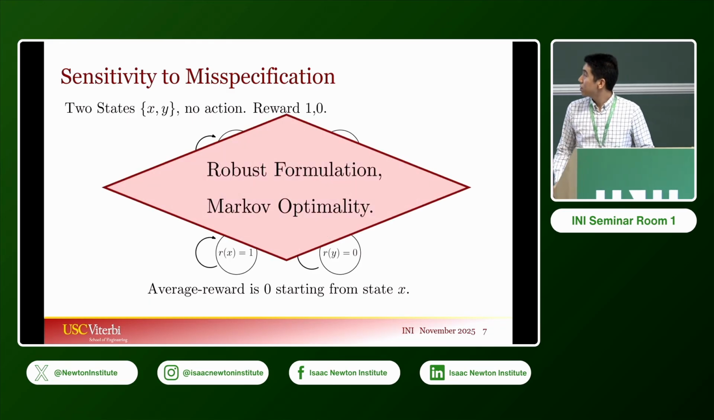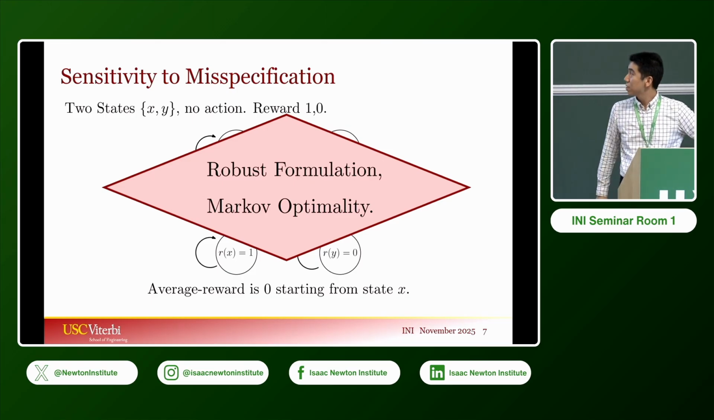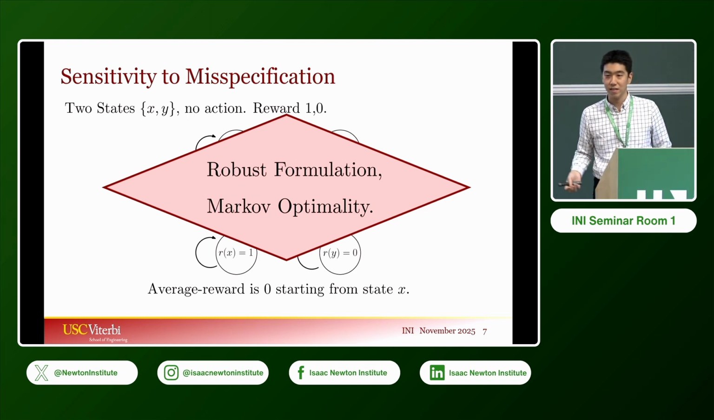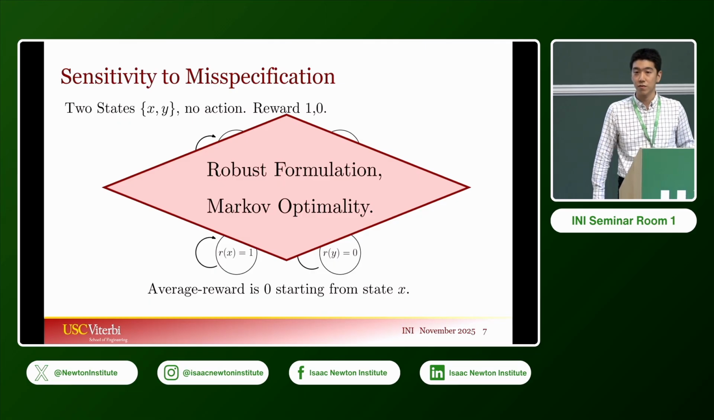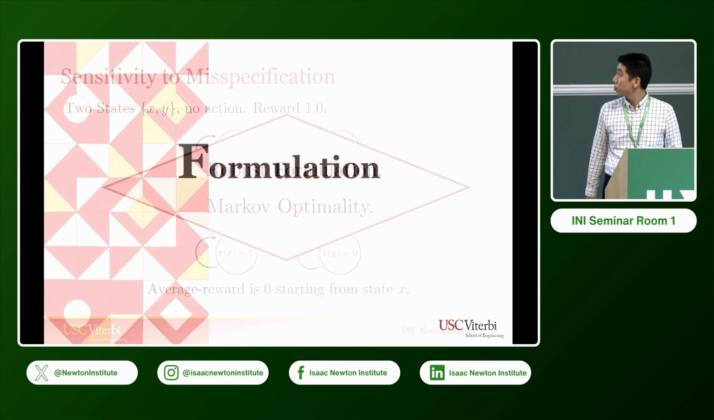Therefore, this motivates our study to try to find a robust decision process formulation. And we also want some form of tractability in terms of Markov optimality, so extending the successes of the Markov decision process. Okay, so that's the motivation.